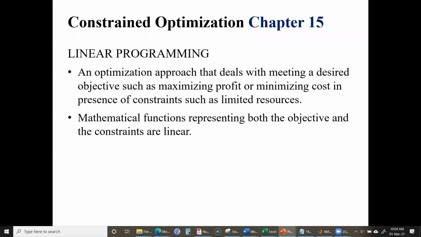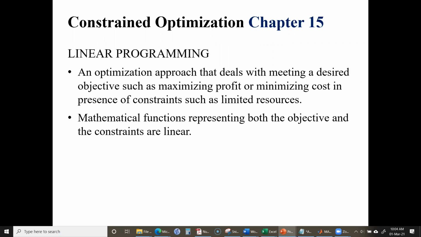And the word programming means it is actually a method to solve this problem. It is not necessarily computer programming, but a kind of mathematical programming, a mathematical, algorithmic method which can be applied. And then later on, of course, it has computer applications as well.